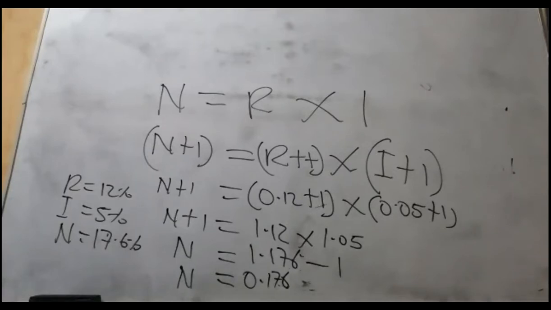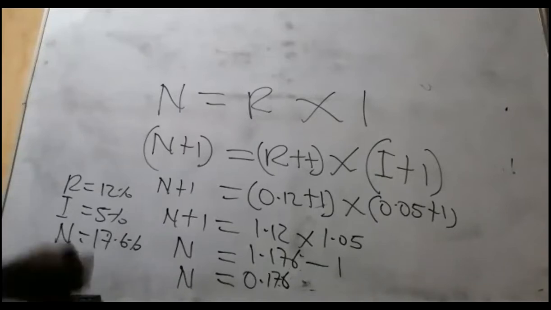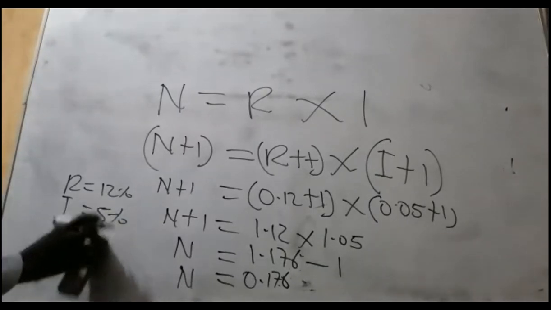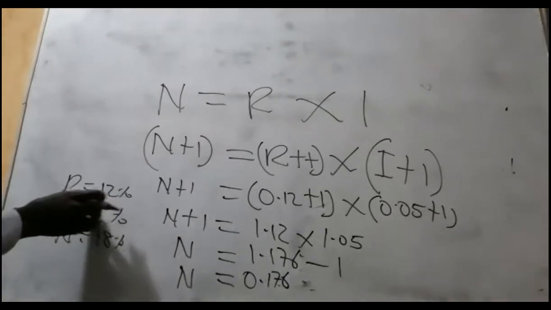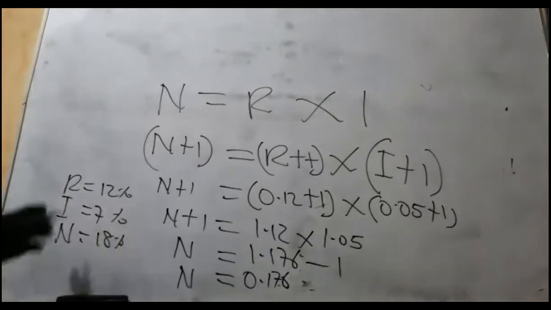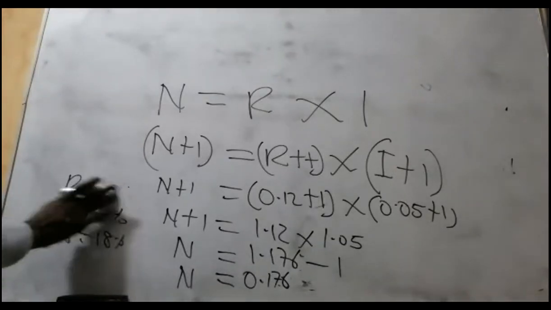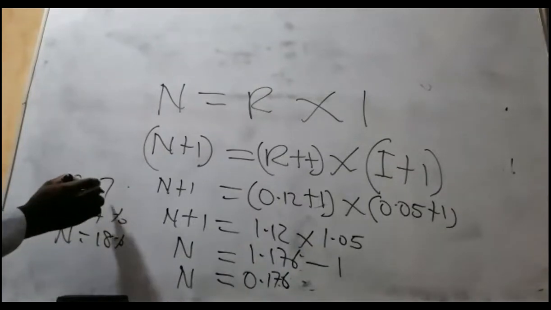Now you are going to try this for me. Now let's assume that the nominal rate here is 18%. General inflation is what? 7%. Please don't add them and don't subtract them. What's the real rate? Don't tell me that it's 11%.